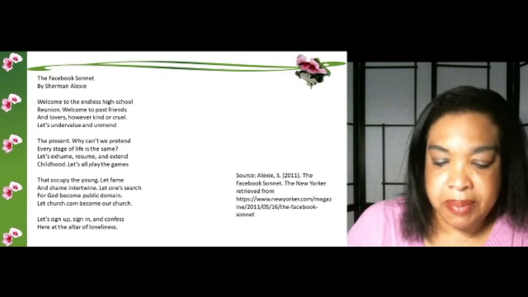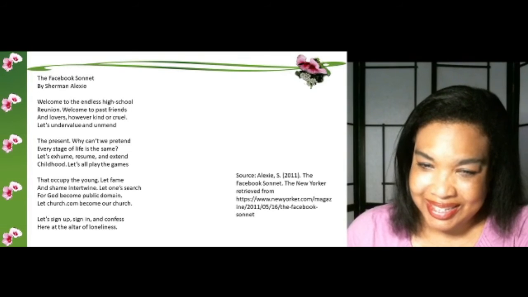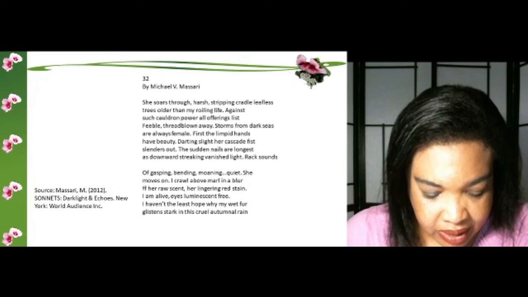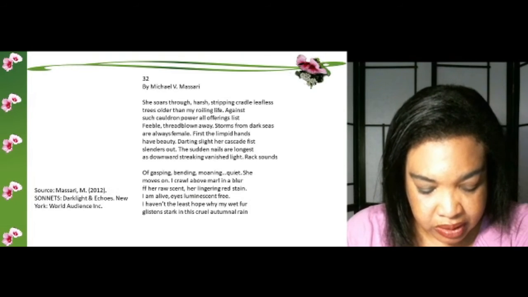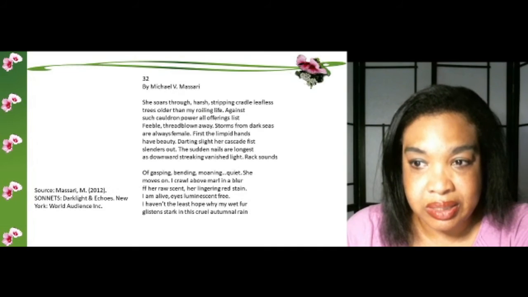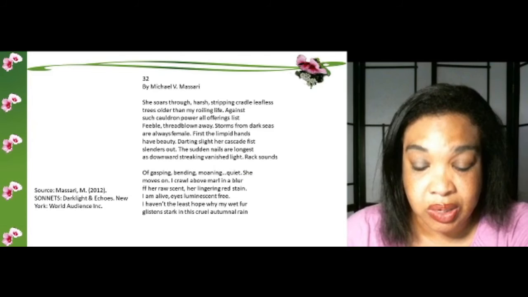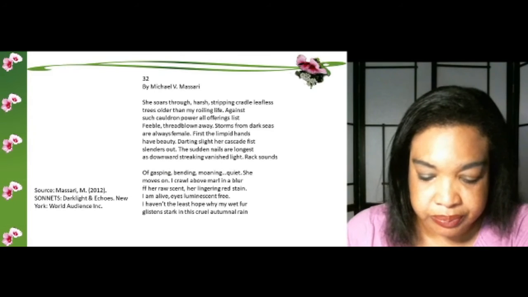So let's get a modern example of an Italian sonnet. Now I met this poet here in South Florida. Michael Massari has his book Darklight and Echoes, the sonnet, and he pretty much writes in Italian sonnet. And I'm going to read 32 because I actually like this one a lot. Plus, it kind of reminds me a little bit of Lord Byron for some reason.